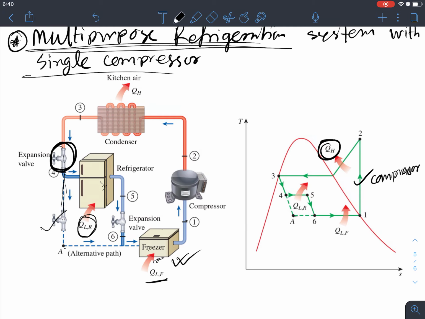A to 1, and creating the heating cooling effect in this freezing unit. However, if we want to condition this refrigerated space, going through 4 to 5, then it's basically absorbing the heat QL of the refrigerator. 4 to 5, and then 5 to 6 is another expansion valve. So it's a relatively simpler refrigeration unit, or multi-purpose refrigeration system with a single compressor, right?